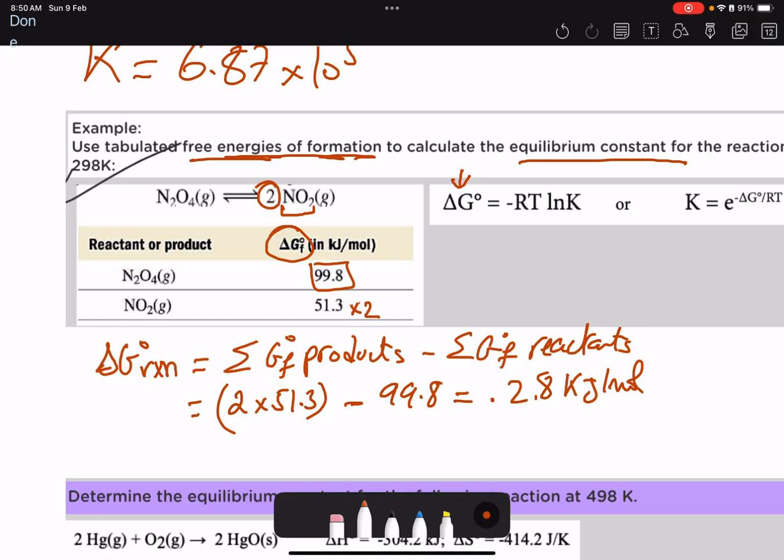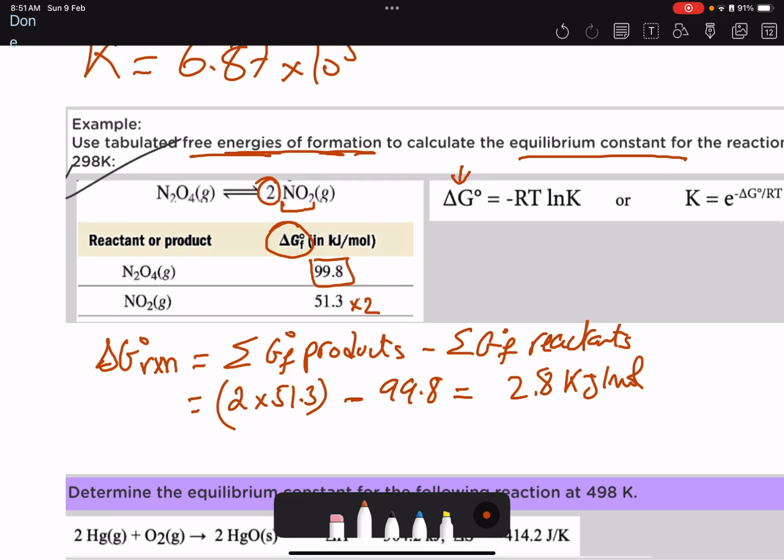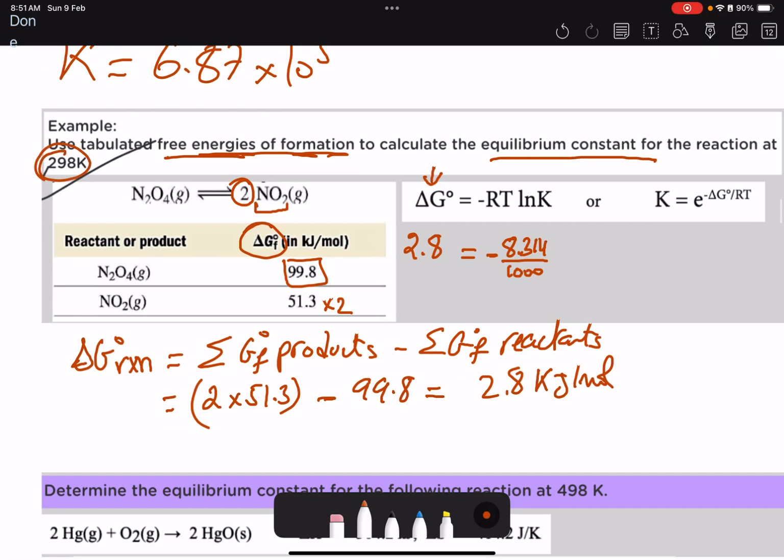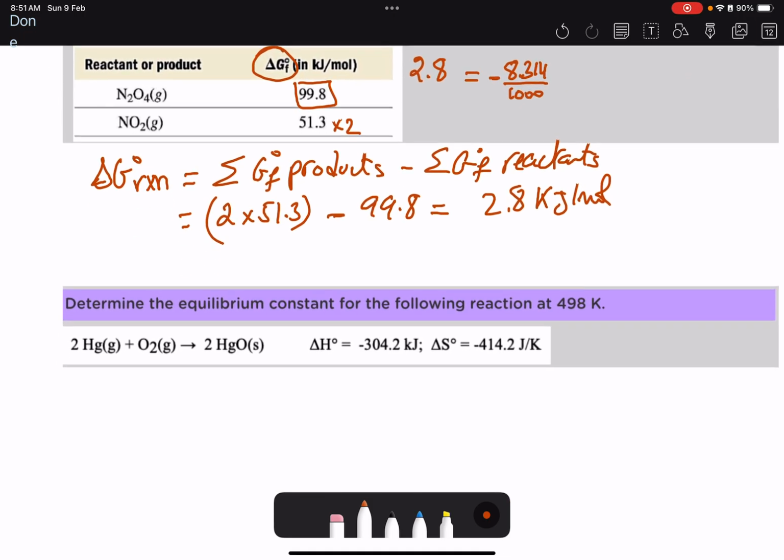That's not a favored reaction. So my expectation is to obtain a K of 0 point something, a value less than 1. So let's plug this in here. 2.8 equals minus 8.314 again divided by 1000. The reaction is happening at 298 Kelvin, ln K, and you do solve for X, or you can use it this way. So the K here is going to be 0.323, which is a logical answer.